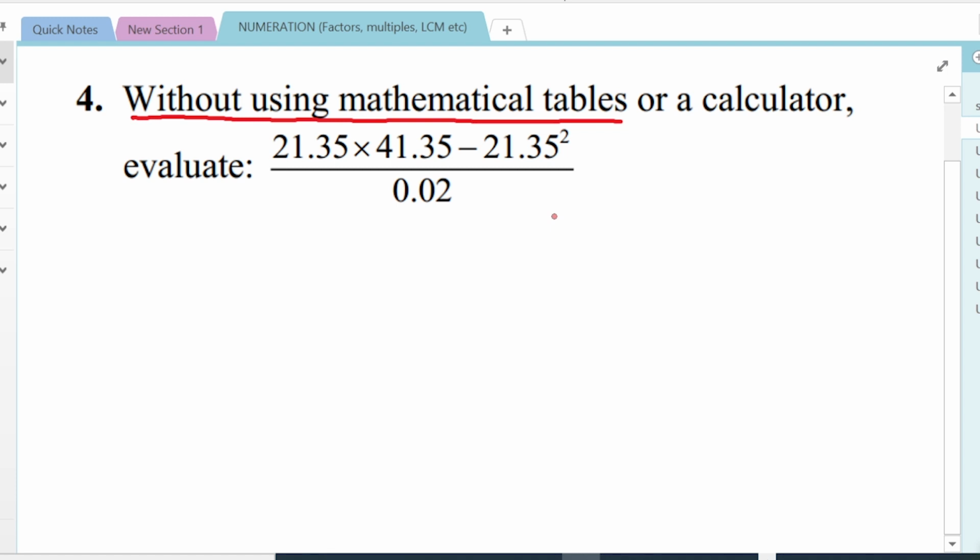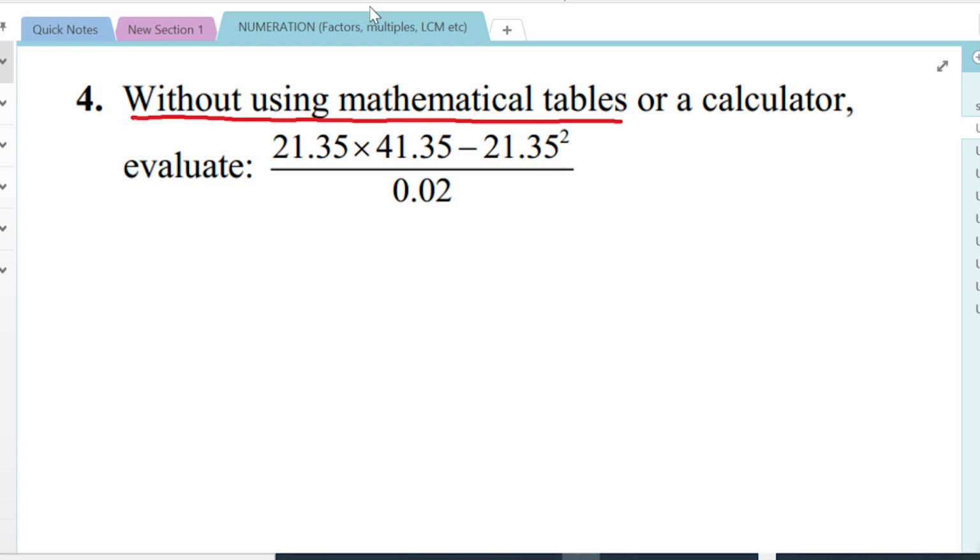In numbers like these ones, they are actually trying to test whether you know certain laws. For example, when you look at this number, the examiner wants to see if you are comfortable with the concept we call factorization. That's what they're trying to put to test, because this is 21.35 times this minus that. So they want to test your factorization.